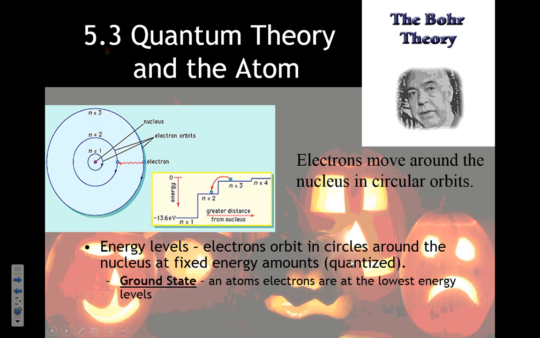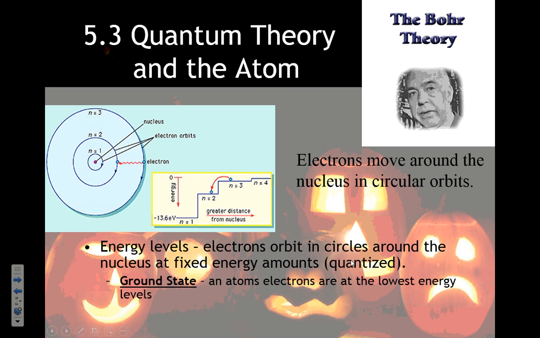Remember quantized energy from a previous idea in notes? So he said electrons exist at what he called energy levels inside the atom. The electrons orbit in circles around the nucleus at fixed energy amounts and are quantized. Now remember, the idea that they are moving in circular orbits, eventually we're going to drop away, but it still introduces a term we're going to use a lot in the upcoming sets of notes, which is the term of energy level.